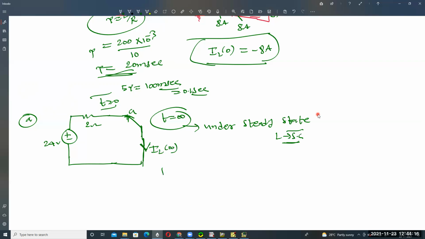That's why the inductor is short circuited, and the current flowing through the inductor is called IL of infinity. IL of infinity is nothing but V by R, 24 divided by 2, which is equal to 12 amps. This is the current flowing through the inductor.